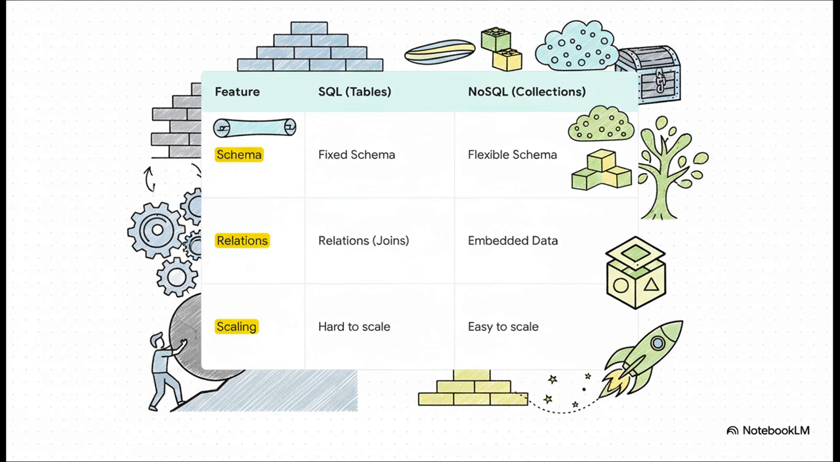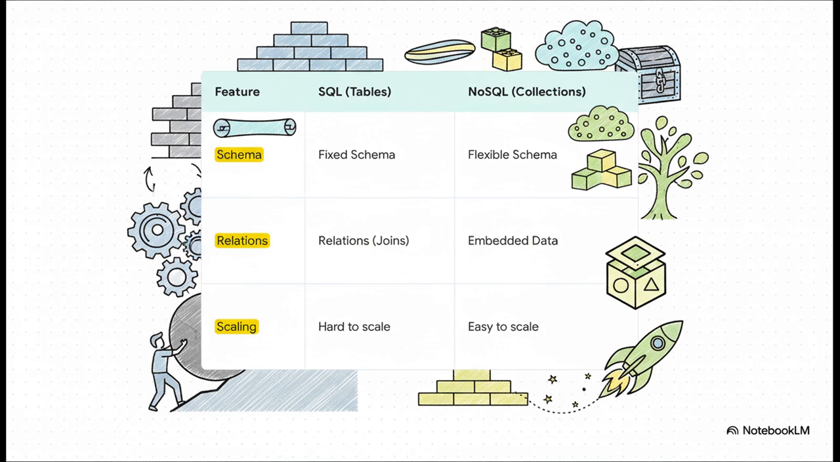This little table really sums up the whole thing. First, you've got the schema, which is just a fancy word for the data's blueprint. SQL, as we said, has a fixed schema. You set the rules up front. NoSQL has a flexible schema, which is amazing for apps that change and evolve all the time.